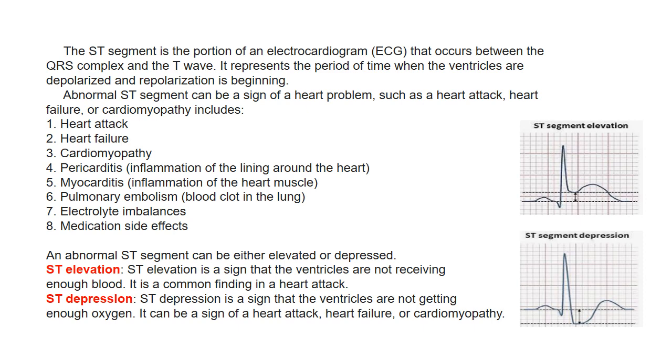An abnormal ST segment can be either elevated or depressed. ST elevation. ST elevation is a sign that the ventricles are not receiving enough blood. It is a common finding in a heart attack. ST depression. ST depression is a sign that the ventricles are not getting enough oxygen. It can be a sign of a heart attack, heart failure, or cardiomyopathy.